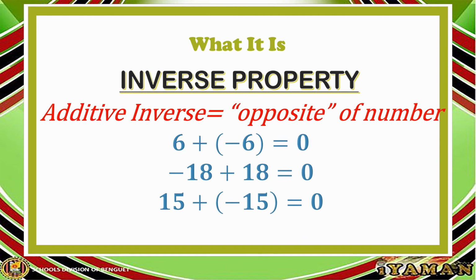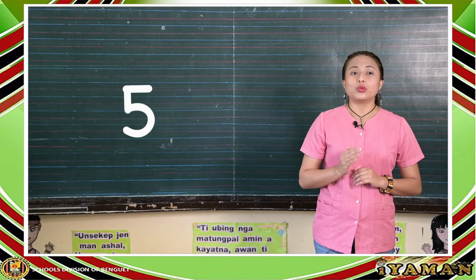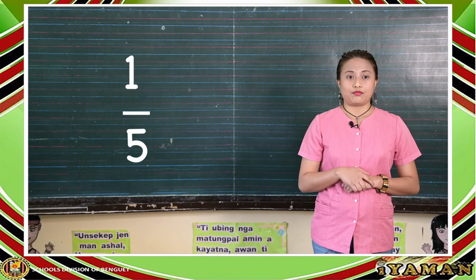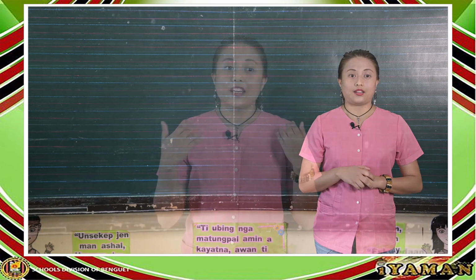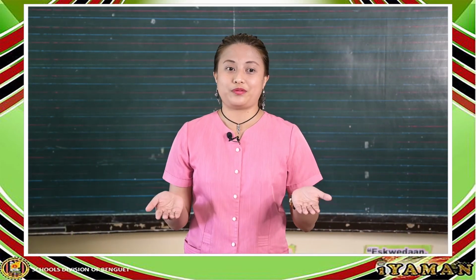Now, for multiplication, the answer will always be 1 if you multiply a number with its multiplicative inverse, or a number which is the reciprocal of the original number. Example, if you have positive 5, then its multiplicative inverse would be 1 over 5. Multiply those two together, you're going to get an answer of 1. These are the properties of operations that you have to take note of.